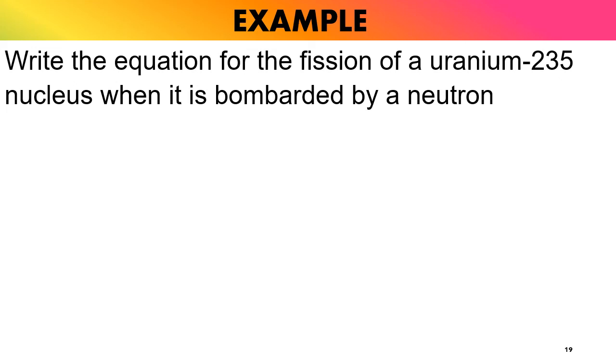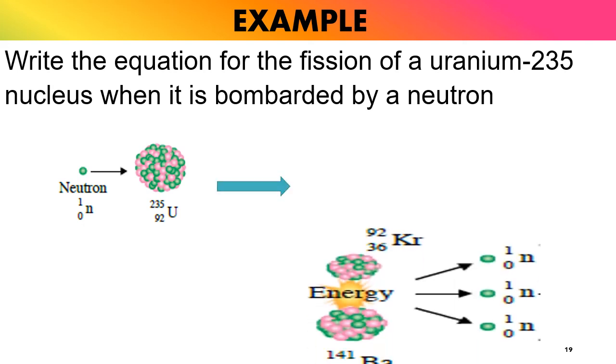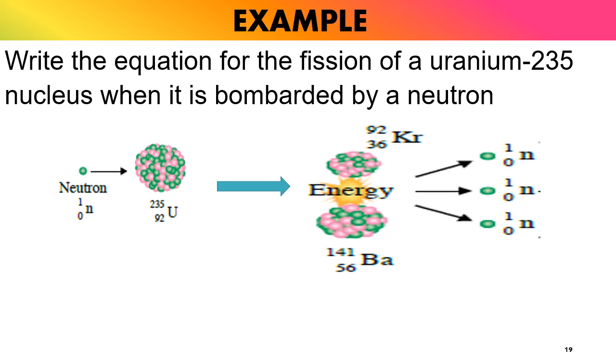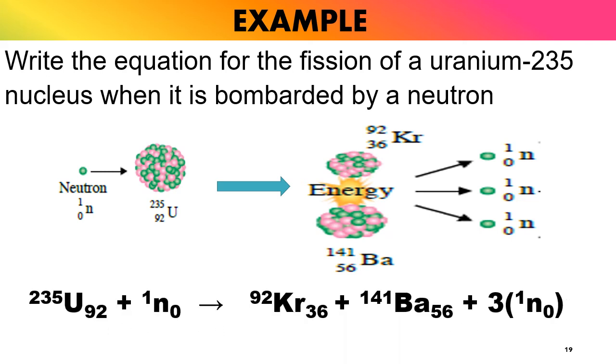Let's look at some examples. Okay, so write the equation for the fission of a uranium-235 nucleus when it is bombarded by a neutron. Alright, so this diagram right here shows a uranium-235 nucleus bombarded by one neutron. Okay, so what it will produce is two daughter nuclei, which are krypton-92 and barium-141, and also releasing three fast-moving neutrons and a large amount of energy. So how do we write the equation for this fission? We can write uranium-235 plus 1 neutron gives 1 krypton-92 plus 1 barium-141 plus 3 neutrons.